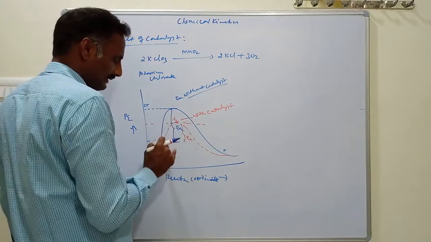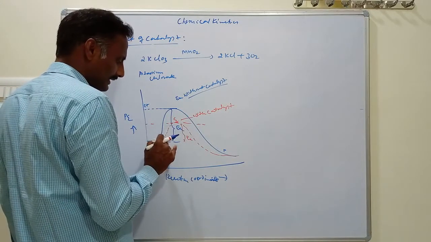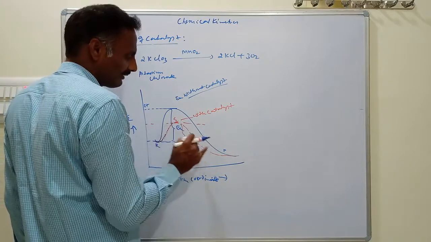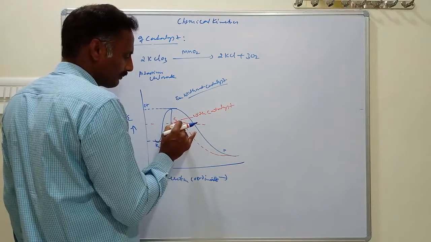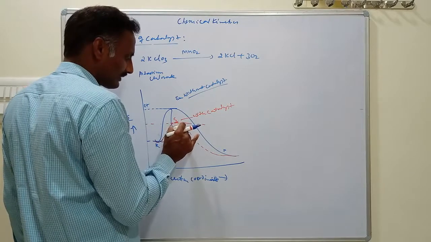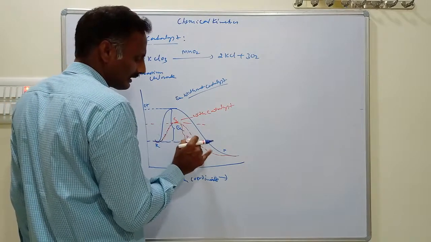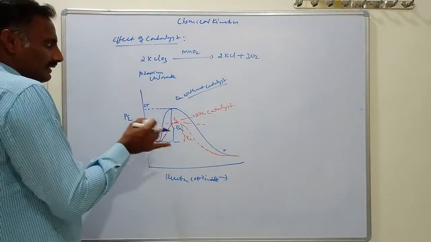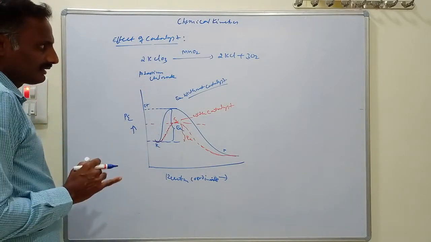By adding a catalyst, the reaction takes a new path. When the reaction takes place in a new path by decreasing the energy of activation, most molecules possess this lower activation energy. As a result, the rate of reaction increases. This is the concept regarding the effect of catalyst on the rate of reaction.